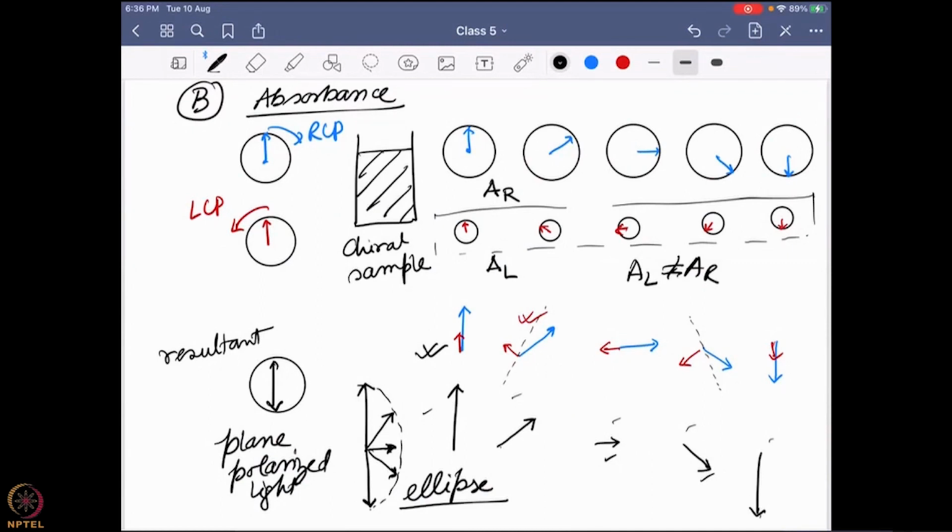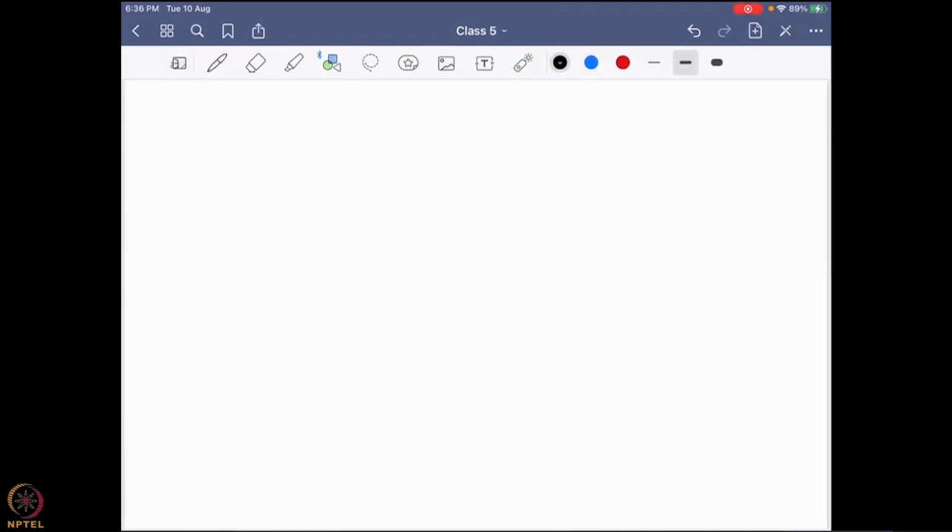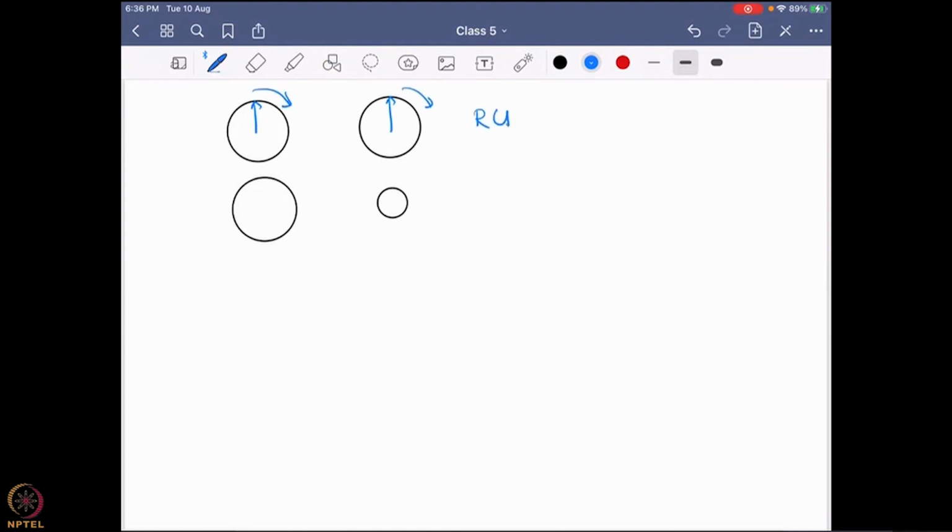So far what we have learned is that it might also happen that the right hand and the left hand circular polarized light can absorb in a different way. So this is the right hand circular polarized light. And this is the left hand circular polarized light, and we have our sample over here, my chiral sample.